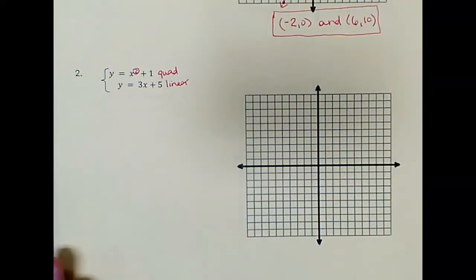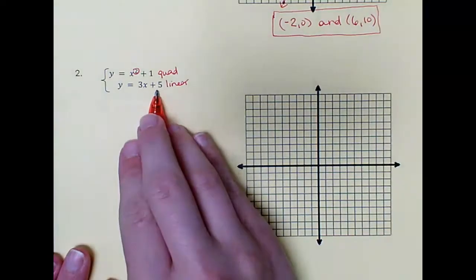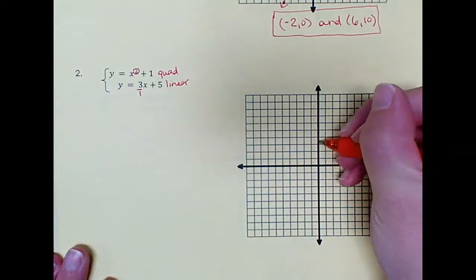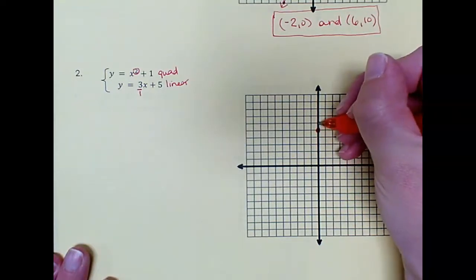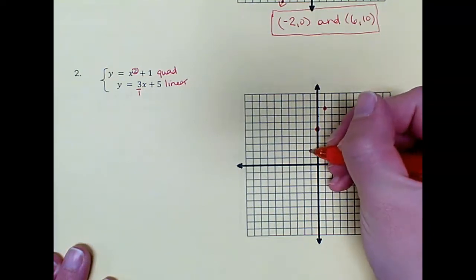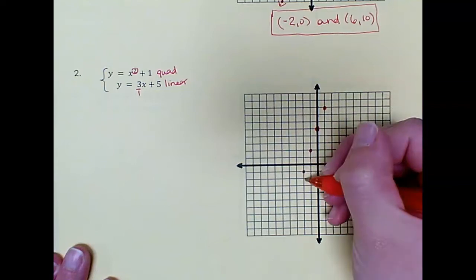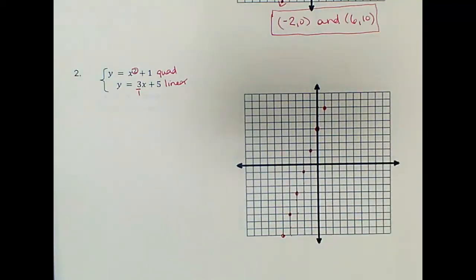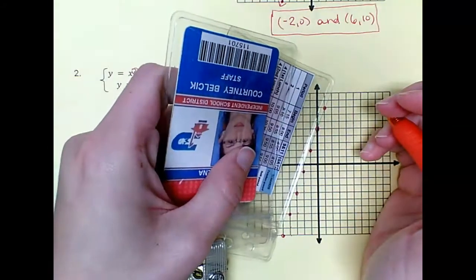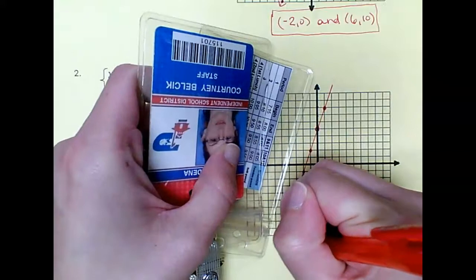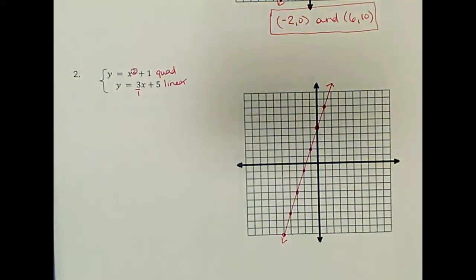I'm going to start out with my linear equation because I feel like we're a little bit more comfortable with linear equations. So my y-intercept is 5 and my slope is 3 over 1. So I'm going to graph 1, 2, 3, 4, 5, and then my slope is up 3 over 1. Backwards. So down 3, back 1. Down 3, back 1. I'm going to keep going until I can't fit any more points on the graph. So I'm going to use my straight edge. And there's my linear equation.